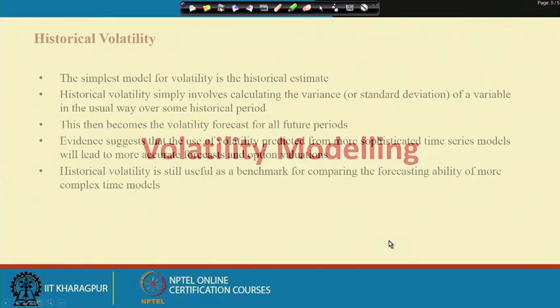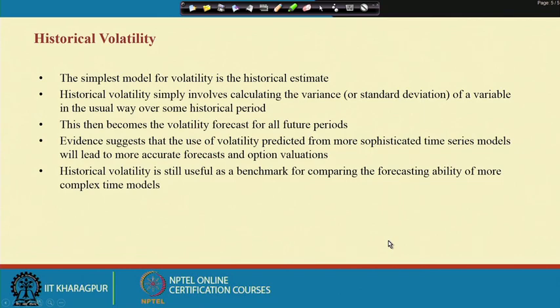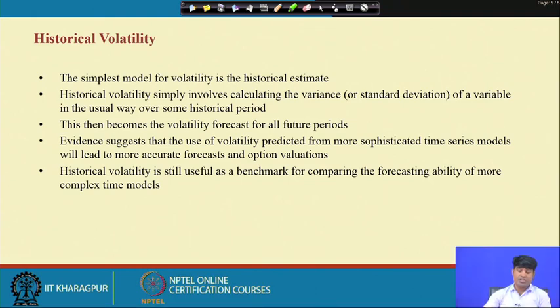the most important models which are actually used in real-life scenarios to solve some of the volatility issues in engineering problems. Typically, the structure is like this. Let us start with the basics about volatility, which is called historical volatility. The simplest method for volatility is the historical estimate.